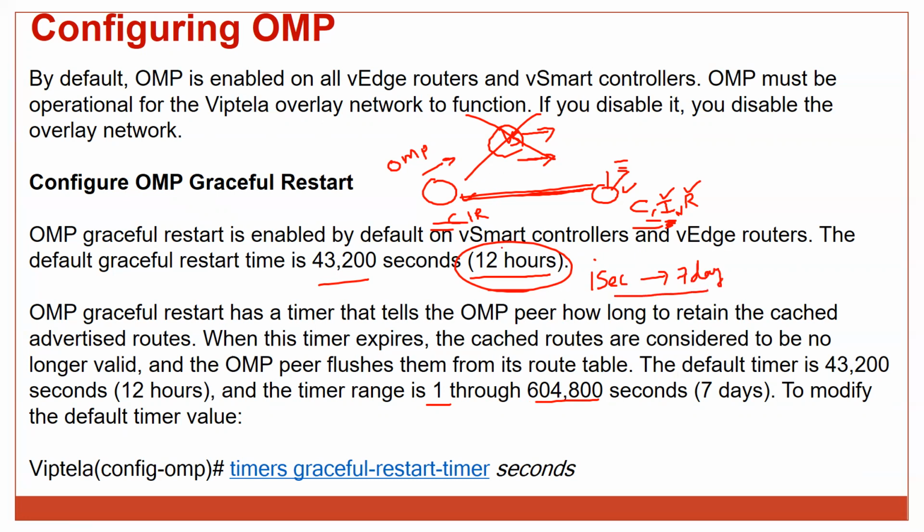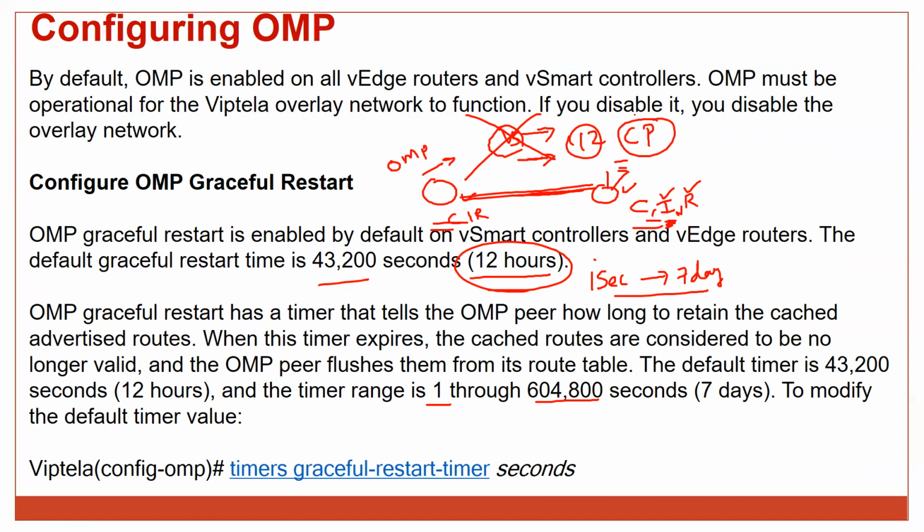Now suppose somehow within 12 hours you recover your control plane. Once the control plane is recovered, meaning it is up and running again, say there was some issue with the VM, some memory issue inside the VM, some bug, and it got rebooted within 12 hours and came back online. Then what will happen?